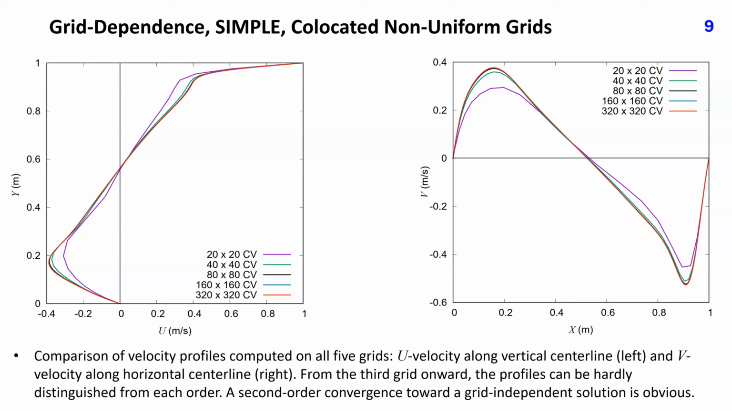See the preceding slide. From the third grid onwards, the profiles can be hardly distinguished from each other in these plots. A second-order convergence toward a grid-independent solution is obvious because the distance between lines reduces by a factor of 4 from coarser to finer grids.